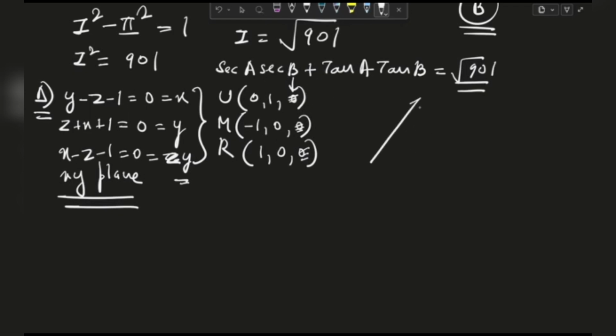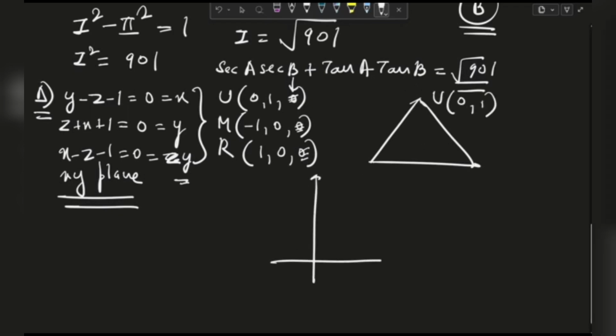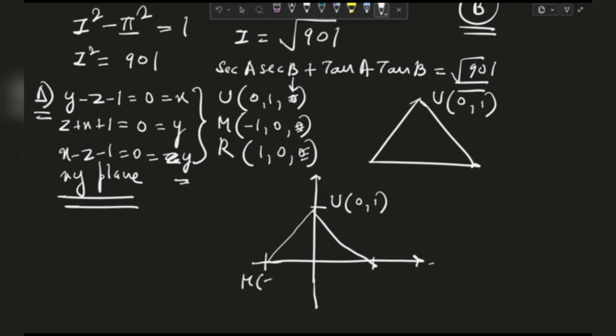So you have a triangle with vertices U (0, 1), M and R. I will plot this, just a minute. Let's plot this. This is your 0 1, this is your minus 1 0, and this is your 1 0. So it's an equilateral triangle. Wow, I didn't notice this.